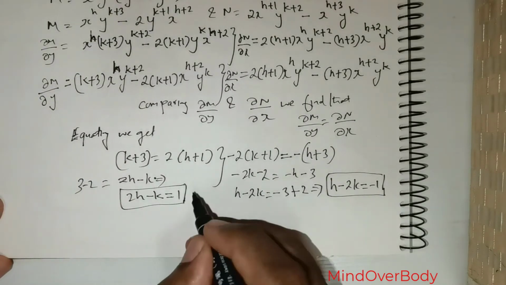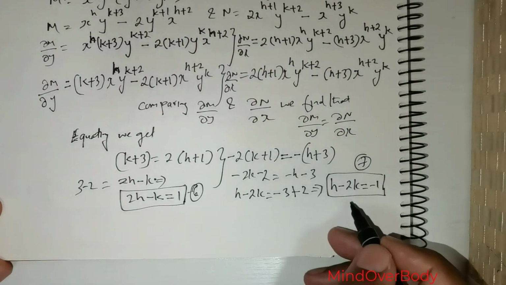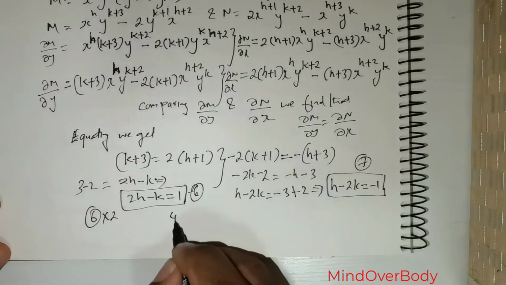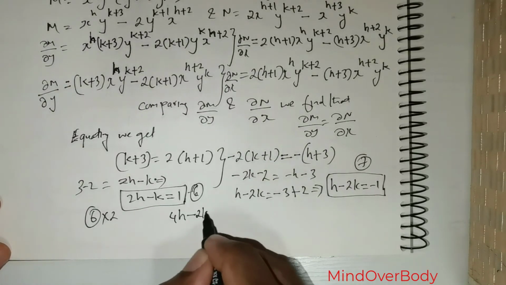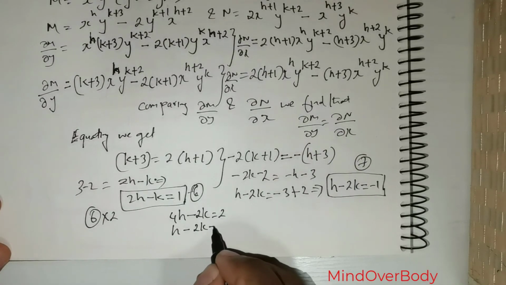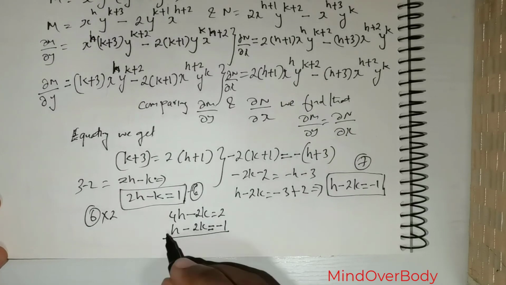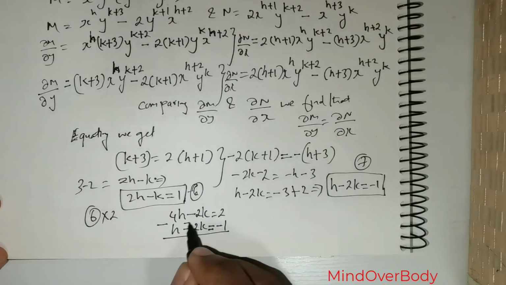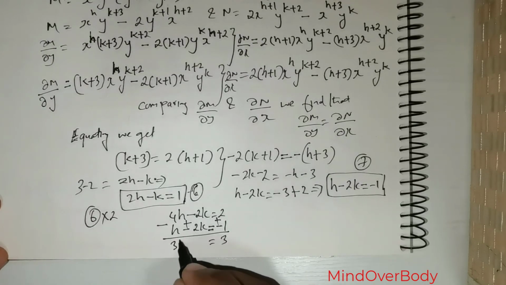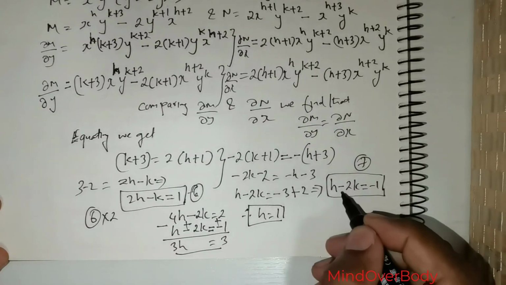So I'm going to place these two systems together and evaluate for values of h and k. If I take these as equations 6 and 7, I multiply 6 by 2. So that's going to be 4h−2k is equal to 2, and subtracting 7, h−2k is equal to −1. I change the sign, I get negative, negative, positive, negative, positive. This is 3, this is 3h. So therefore h is equal to 1.